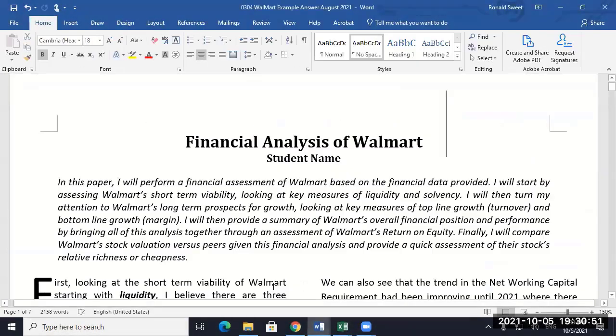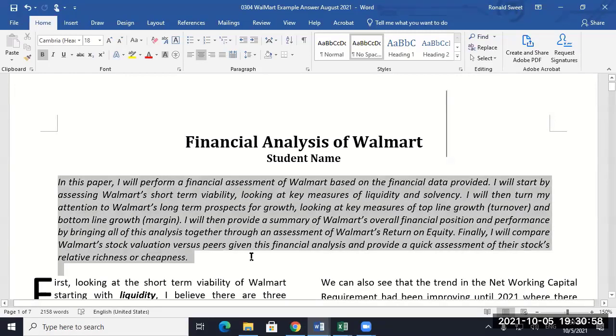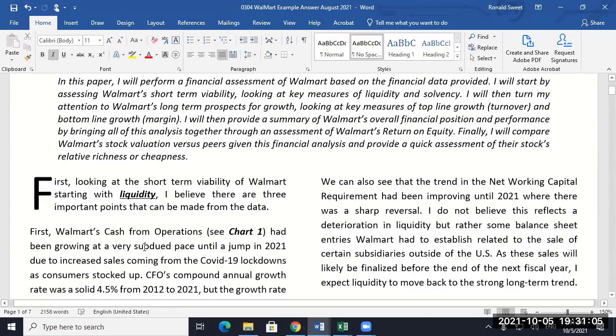Okay, so we're gonna get into paper 3 here. Paper 3, you're gonna follow this. You don't have to do this abstract at the beginning. That doesn't make a lot of sense in this paper. But we're gonna walk through this template for analysis.